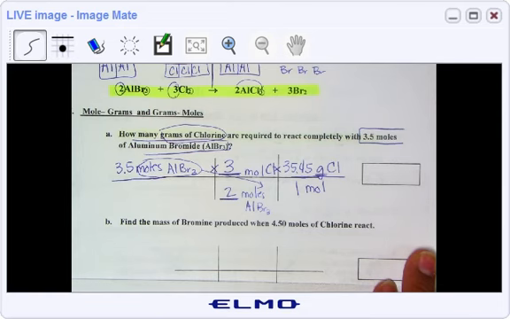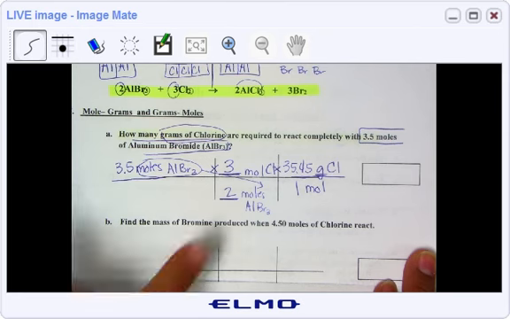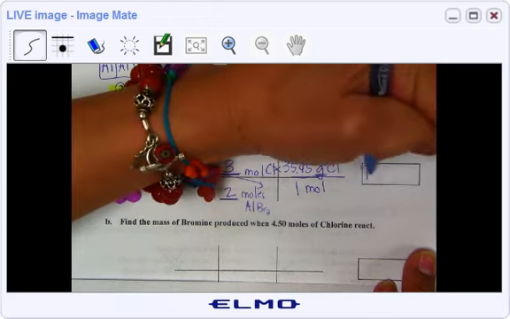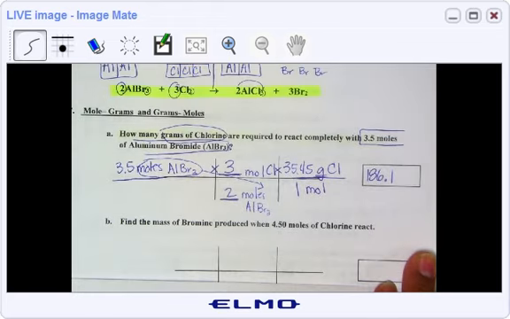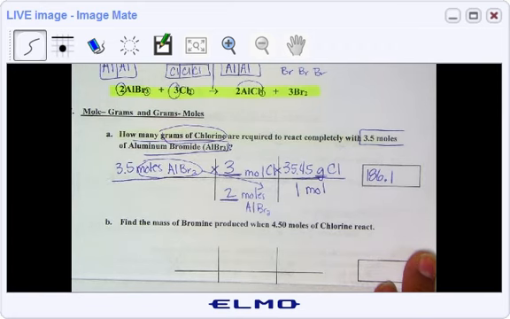Do the top first, 3.5 times 3 times 35.45. So that gave me 372.225. And now I'm going to divide it by 2 because that's on the bottom. 186.1. 186.1 of what? Whatever I was looking for, which was grams of chlorine.